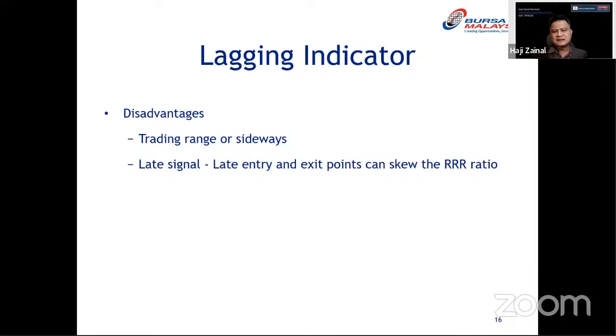Another disadvantage of the lagging indicator is the late signal, with late entry and exit points, which can skew the RR ratio, or reward to risk ratio. It will give you the signal perhaps only 5 to 10% from the highest or from the lowest, but it is safer using this lagging indicator.